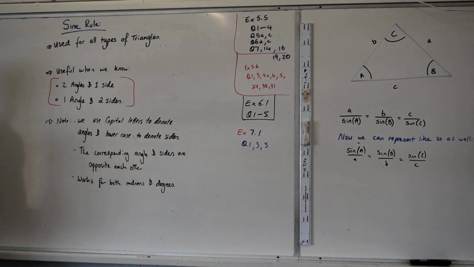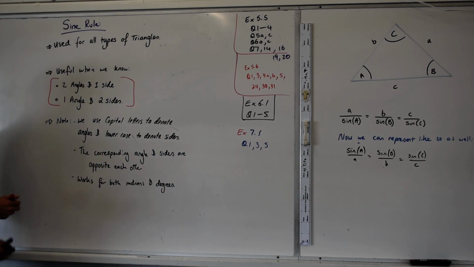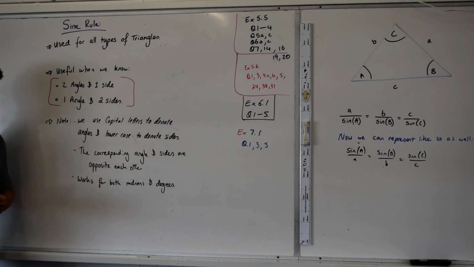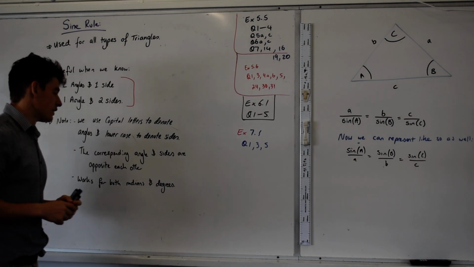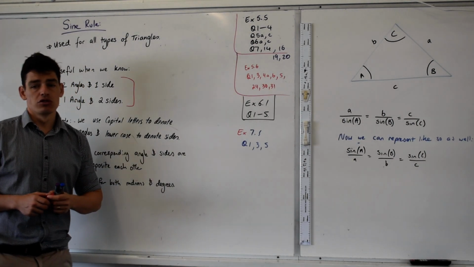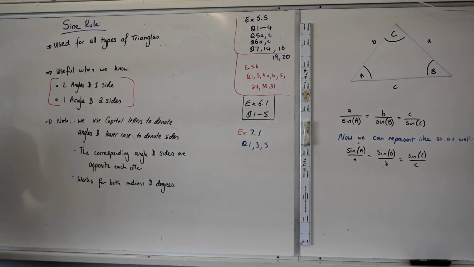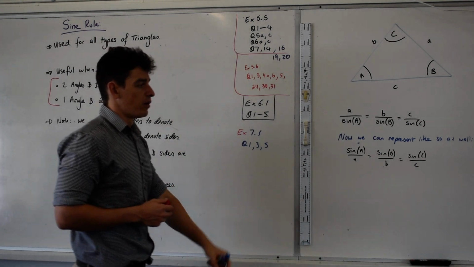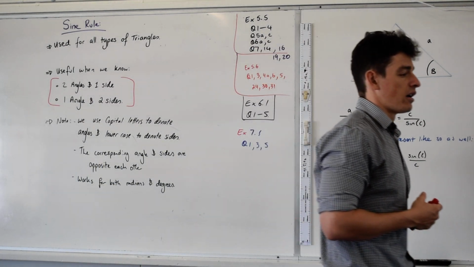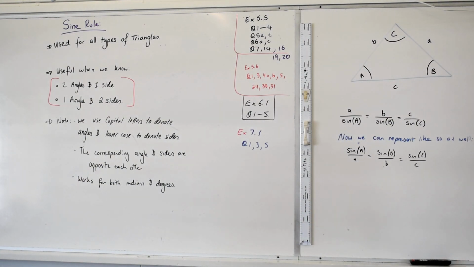So just a bit of convention stuff. Capital letters denote angles, lowercase letters denote sides. The corresponding angle and side are opposite each other. So if I had angle A, I would find the side A on the opposite side. And it works for both radians and degrees, which is rather rad, as the kids would say.